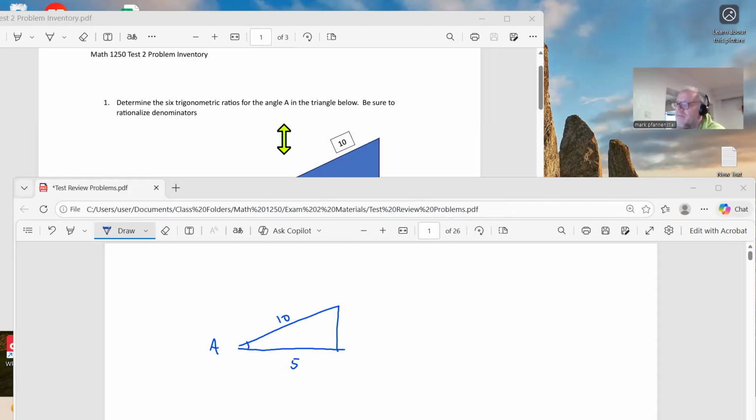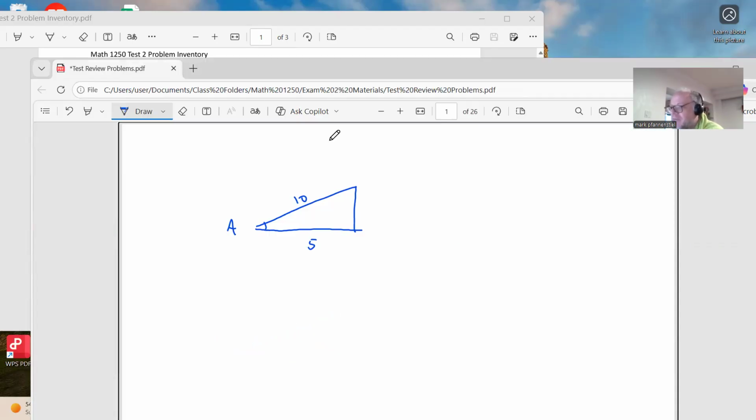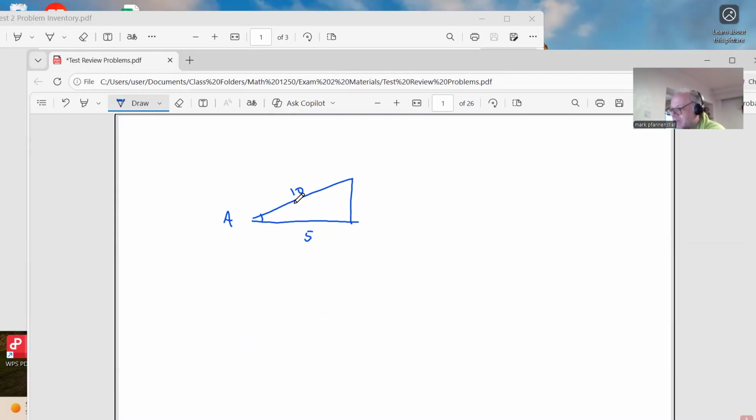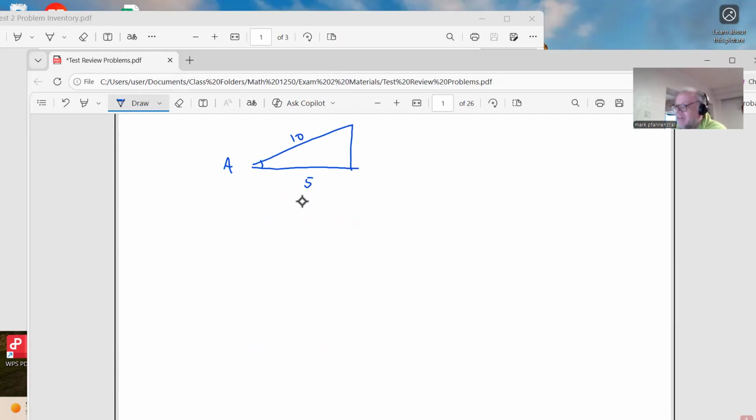Okay, we're going to be looking at our test two problem inventory here. First problem is simply coming up with the six trigonometric ratios of the triangle. It's not too bad. The thing that people tend to miss is that they forget all six trigonometric ratios. So we're looking at the sine of A, or the angle A. Notice there is a side missing.